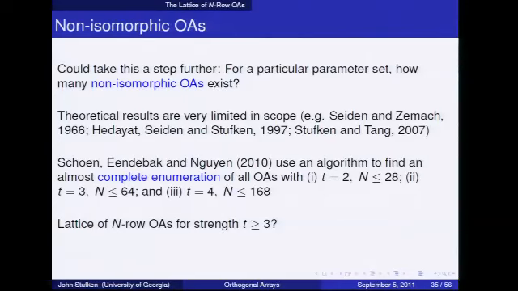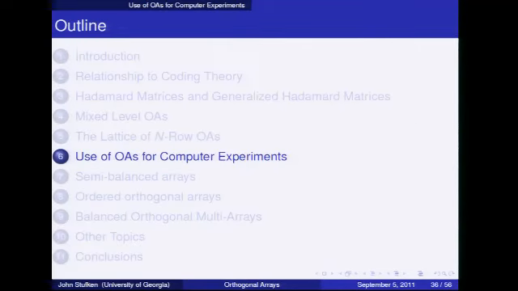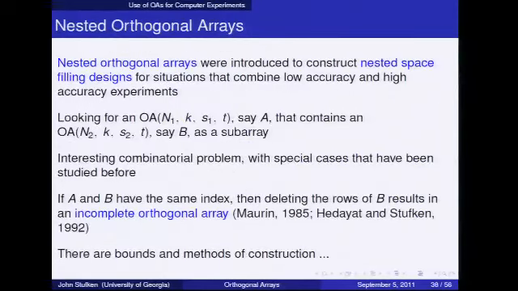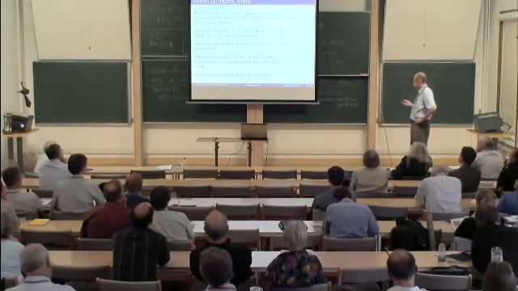Okay, you can go a step further. You can talk about non-isomorphic orthogonal arrays, so I have some references about that here. There's something here about orthogonal arrays for computer experiments, and there are many of you in the audience who know much more about this than I do. There's something about using orthogonal arrays for the construction of Latin hypercube designs. And there is something about nested orthogonal arrays for situations where you combine low accuracy experiments with high accuracy experiments, or maybe physical experiments with computer experiments.